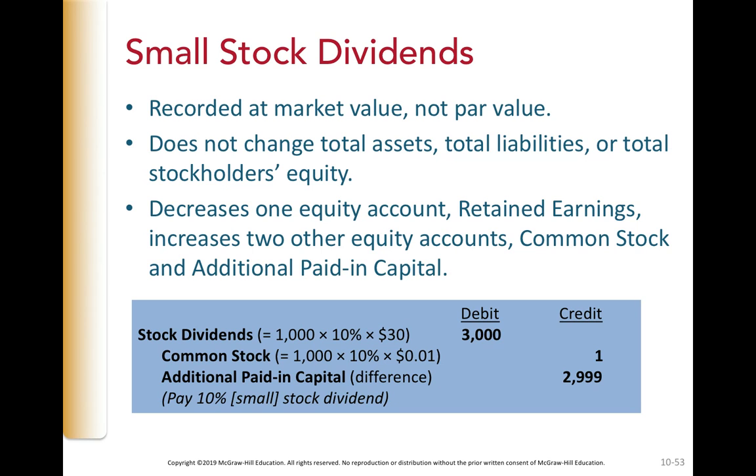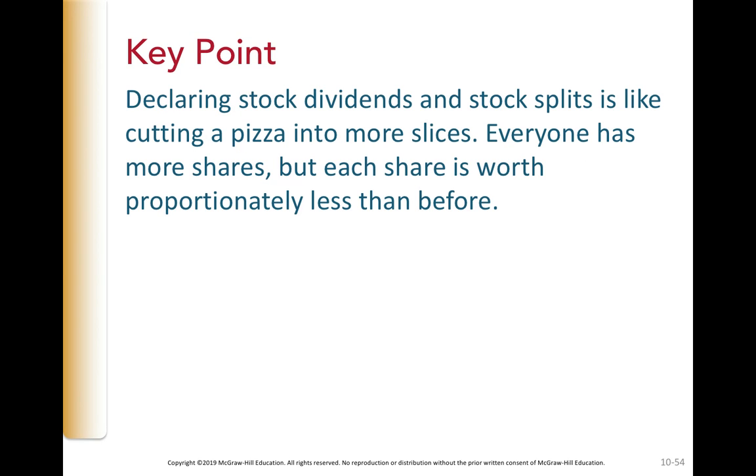Here's an example. The stock dividends were 1,000 of them at 10% at $30, or $3,000. The common stock is 1,000 at 10% times a penny, so the credit is $1, and the additional paid-in capital is the difference, the $2,999. Declaring stock dividends and stock splits is like cutting a pizza into more slices. Everyone has more shares, but each share is worth proportionally less than before.